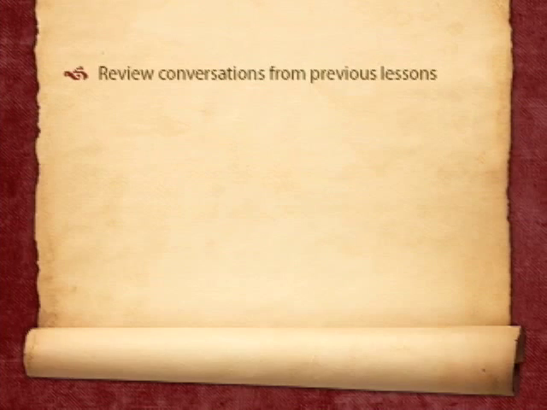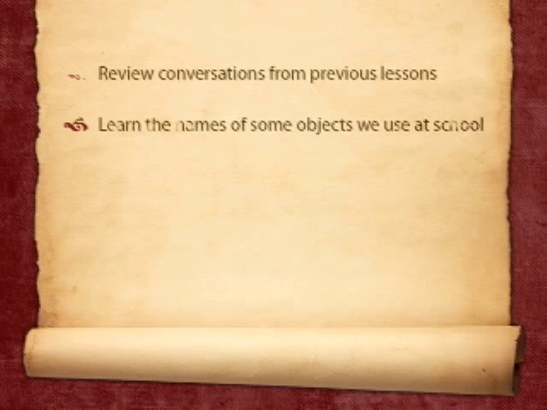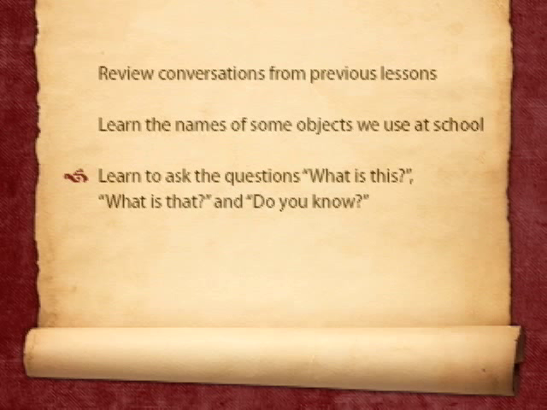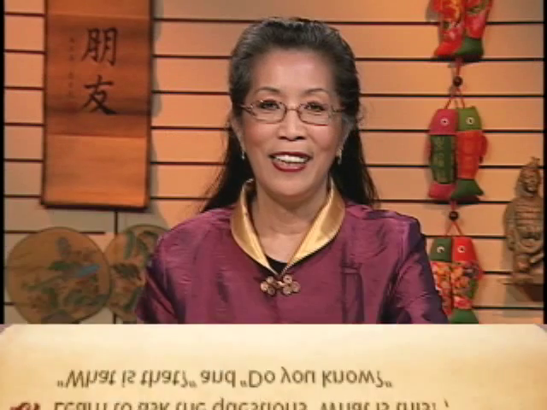Our main objective today is to use the question word, what, to identify objects. So we will review conversations from previous lessons, learn the names of some objects we use at school, and learn to ask questions, what is this? What is that? And do you know? Let's get started and review the dialogues and sentences you should know and understand.